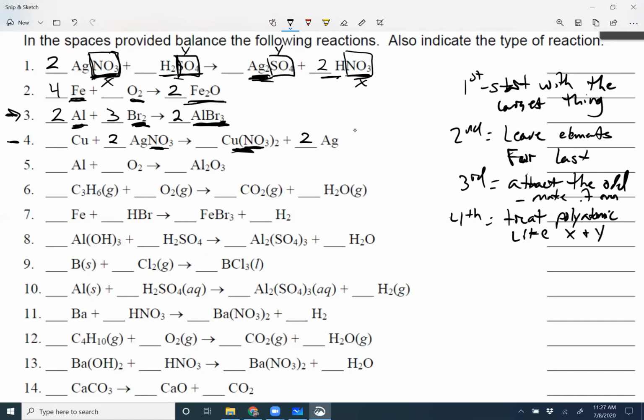This one here is a great example of tip number 3, because we're going to leave aluminum alone. We're going to start over here with the aluminum oxide. We're going to leave aluminum alone because it's an element, so that's the last thing we should worry about. So our first thing to deal with is our oxygens. And so this is odd, that's even. So we should double it. And that gives us 6. So we should triple this. It gives us 6. And now we have 2 times 2. That's 4.